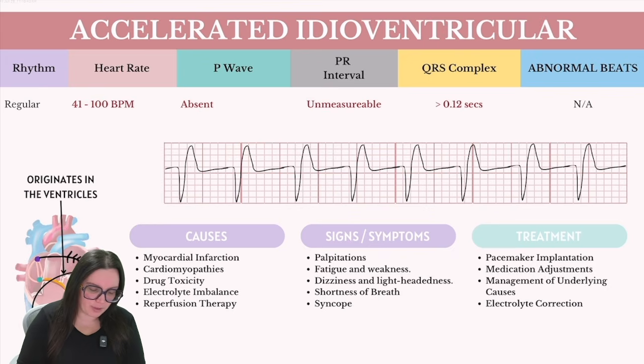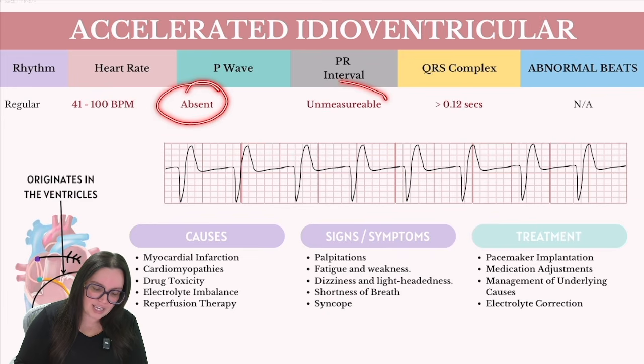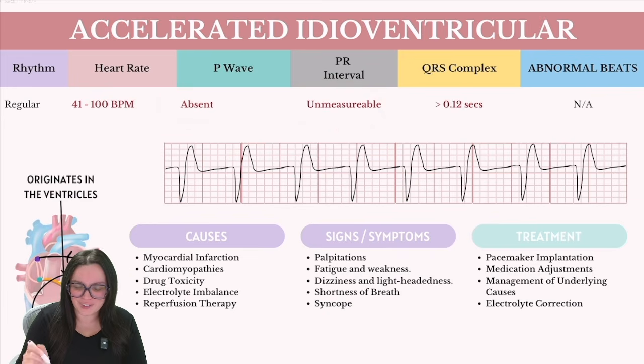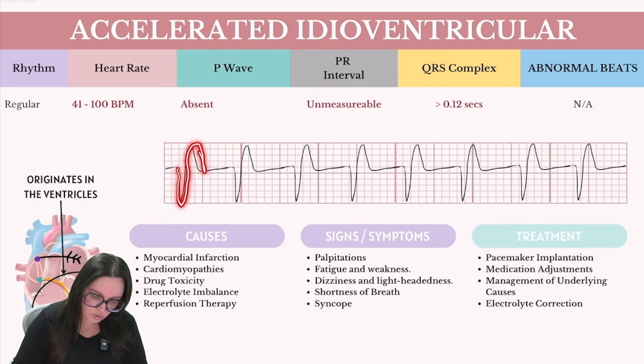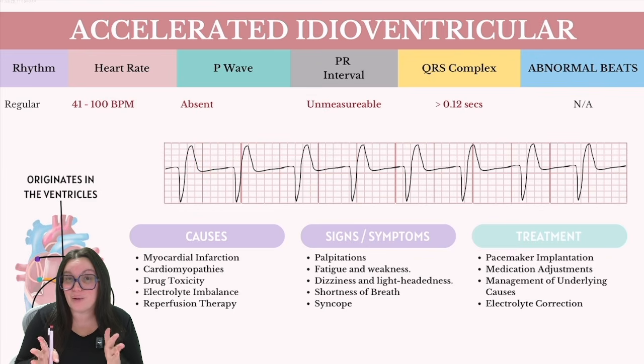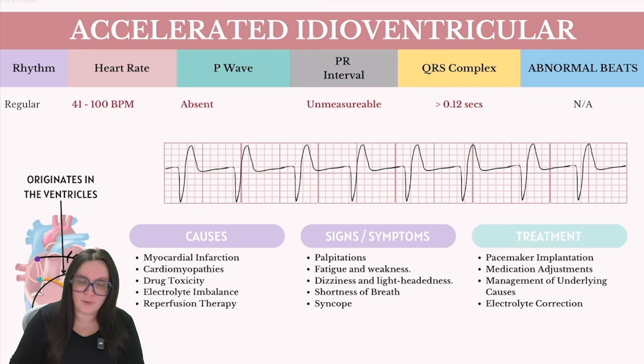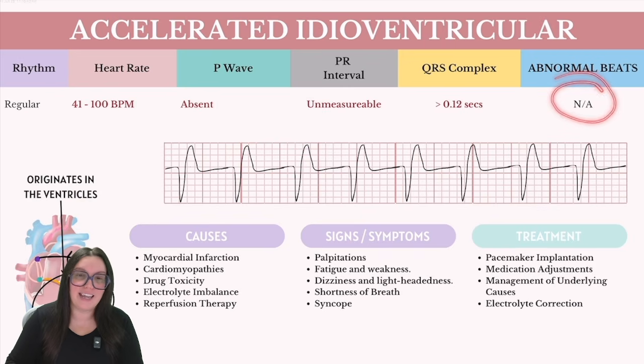So again, breaking down the rhythm, we're going to have a regular rhythm. When we march it out R to R, we're going to see that it's going to fall in the exact same place. Our heart rate's going to be between 41 and 100 beats per minute, hence the name accelerated. It's greater than the intrinsic rate, less than 100. We're not going to have any P waves because, again, we don't have any atrial activity that's taking place. The SA node and the AV node are on vacation, and the ventricles are taking over. So no P waves and no measurable PR intervals. And then again, QRS complexes are going to be big, wide, and ugly. If you take a look at this, look how huge this QRS complex is. So yes, a big, wide, and ugly QRS complex is going to be greater than 0.12 seconds. And then lastly, we're not going to see any abnormal beats.